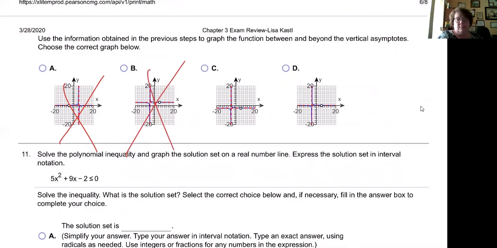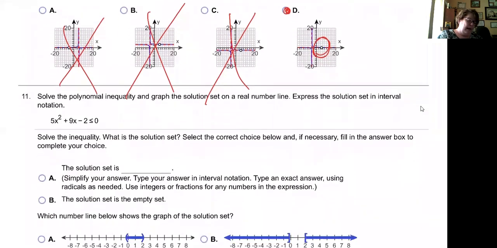Look at C. Can't be C. C has a horizontal asymptote below the x-axis. It has to be D. And it has to be D for a couple of reasons. Number one, the asymptotes are in the correct place. The vertical asymptote is at x equals -5. The horizontal asymptote is the x-axis. This graph also has a hole at 5. So this is the correct graph.